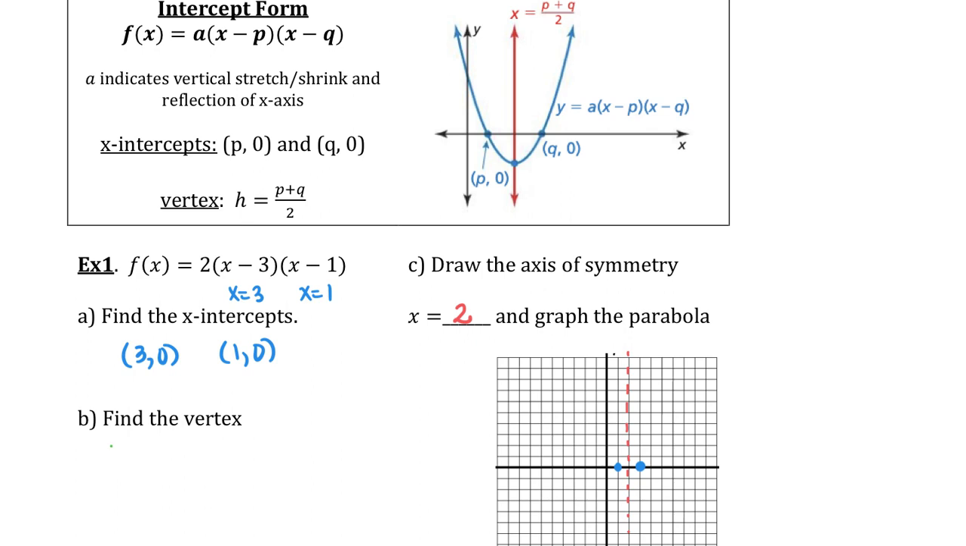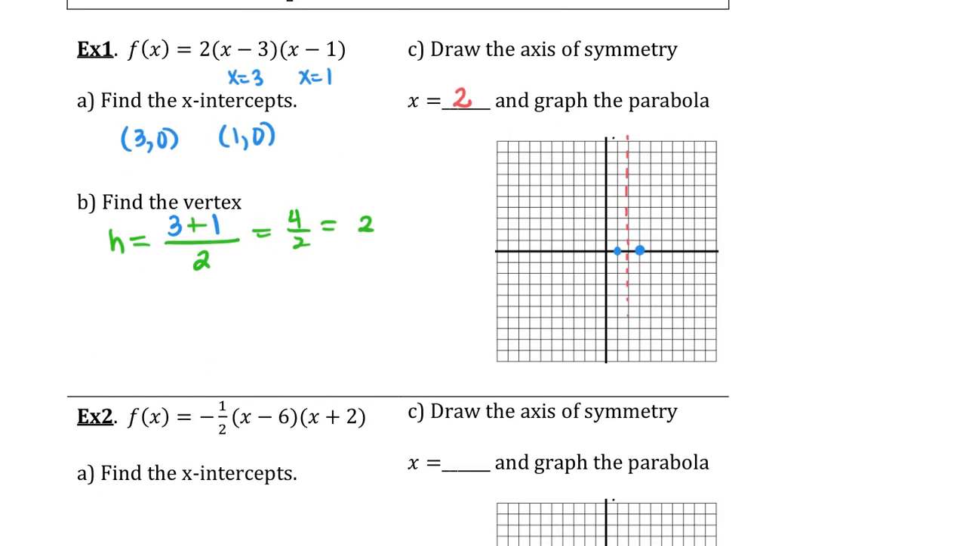Now if I can't tell, I need to use this formula to find the x-coordinate of the vertex. So I'm going to do h equals (p plus q) over 2. That's my two x values. So 3 plus 1, and it doesn't matter which one you put first. I'm dividing by 2 because I want the middle. So that's 4 divided by 2, which is 2, which is also my axis of symmetry and also the x-coordinate of my vertex. Okay, now to get the y-coordinate, I'm going to plug it back into the original equation.